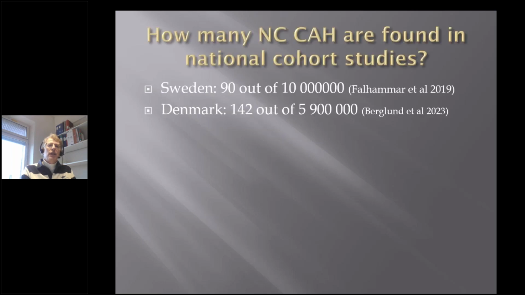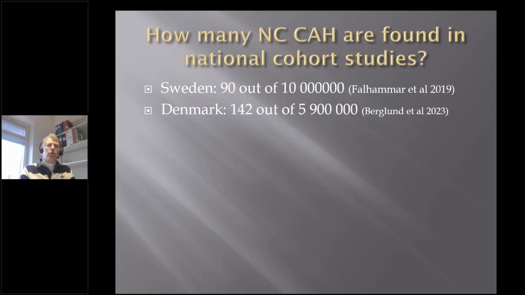So how does it look in studies where you looked at the total population? In Sweden, for example, we have a CAH register, and we have documented all cases of CAH, and we only have 90 cases of non-classic CAH out of 10 million. In Denmark, they have 142 cases out of 6 million.